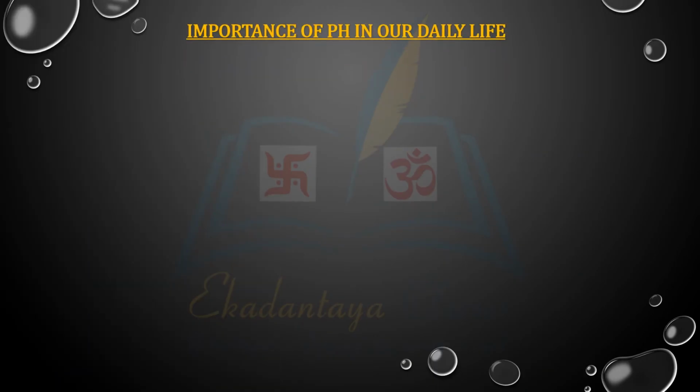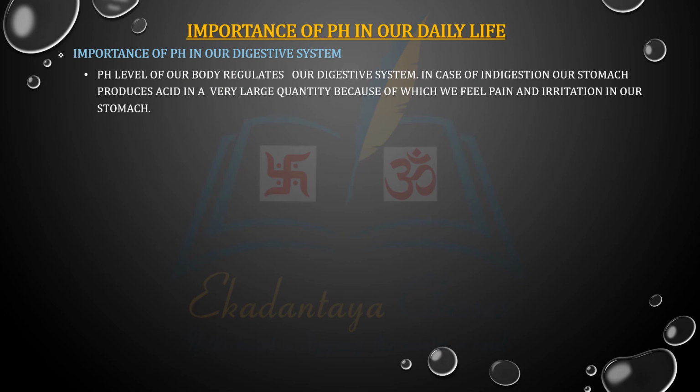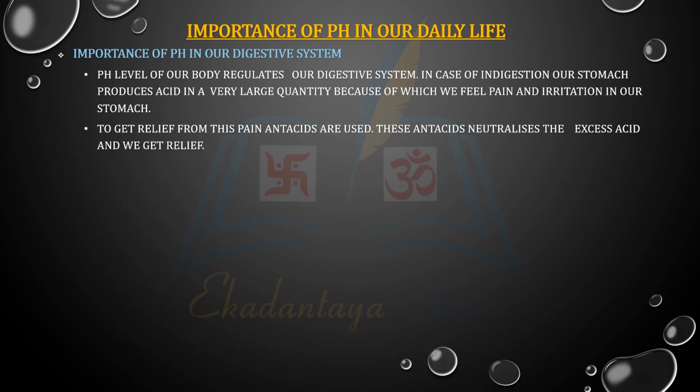Now let's see the importance of pH in our daily life. First one is the importance of pH in our digestive system. The pH level of our body regulates our digestive system. In case of indigestion, our stomach produces acid in a very large quantity, because of which we feel pain and irritation in our stomach. To get relief from this pain, antacids are used. These antacids neutralize the excess acid and we get relief.